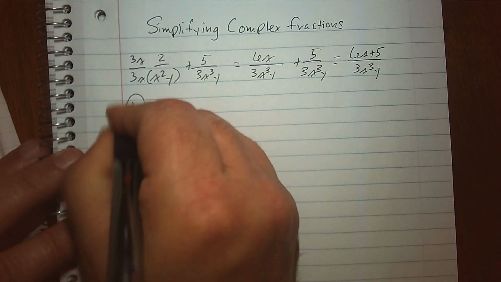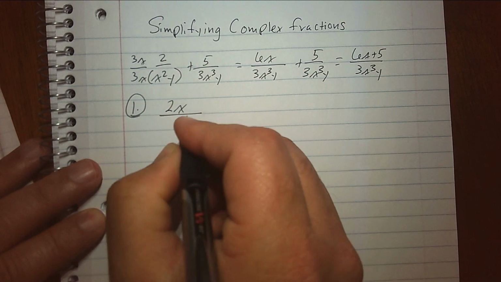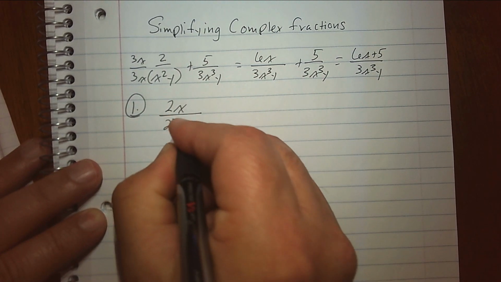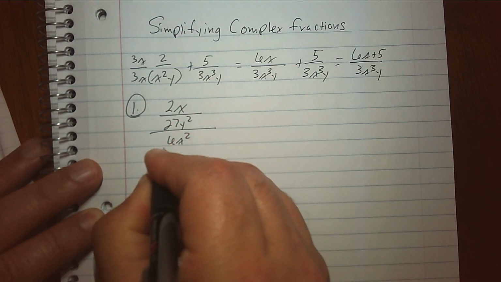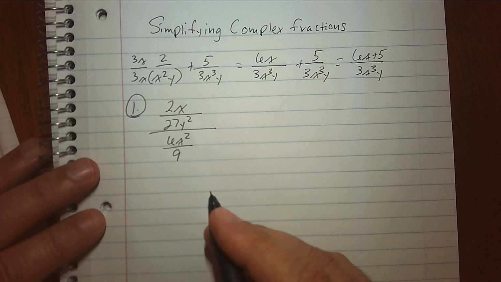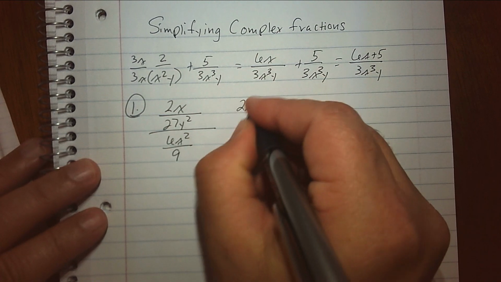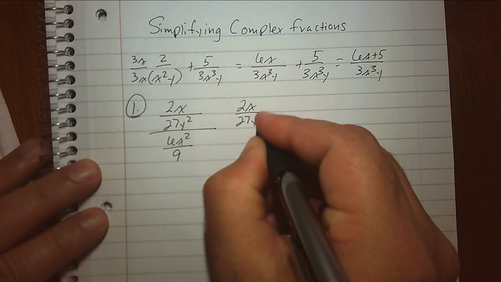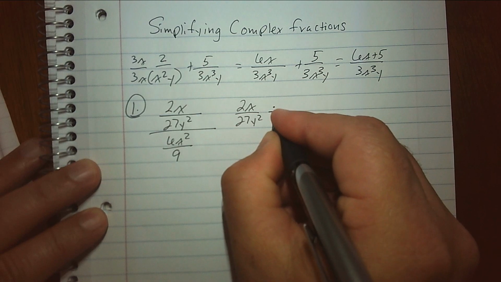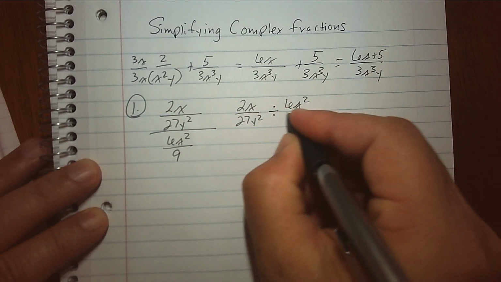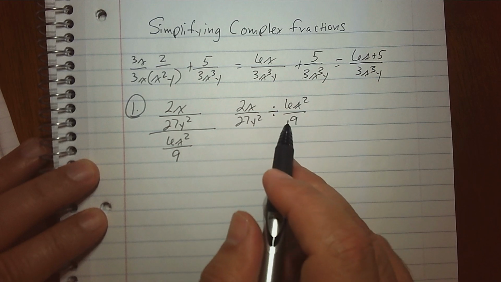Let's look at an example here. I've got 2x over 27y squared over 6x squared over 9. So what we really need to do is look at it like this. This is 2x over 27y squared. Remember, these fraction bars are just division, divided by 6x squared over 9. So when we look at it this way, it's a little more simple.